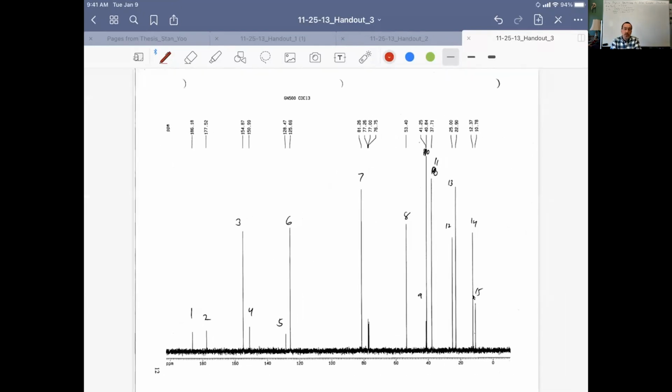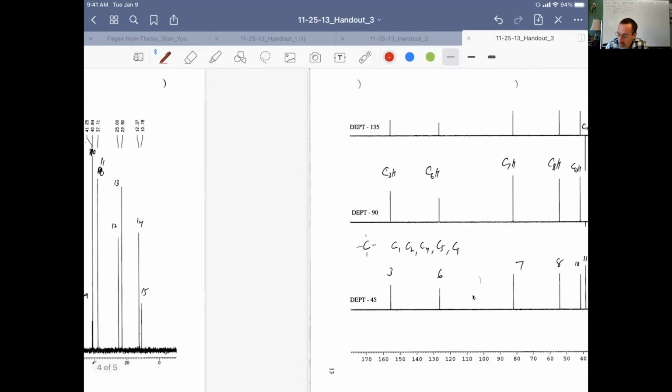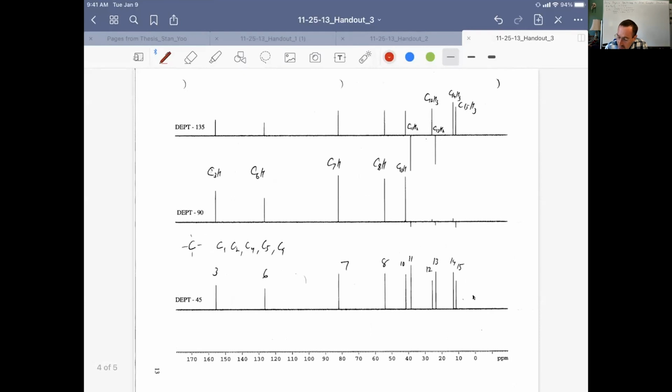Okay, here's our carbon NMR. And again, I've numbered our resonances. You can almost see the quats, right? They're the short ones. That 1, 2, 4, 5, and 9 are pretty obviously quats. The DEPT is going to give that to us just fine. So we can get that from the DEPT.